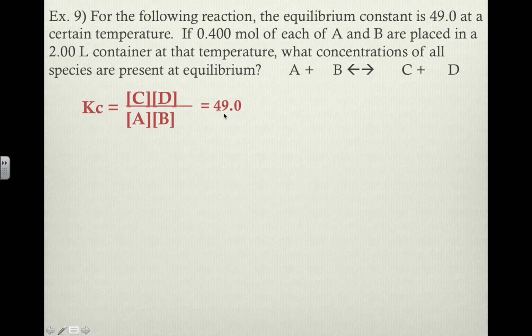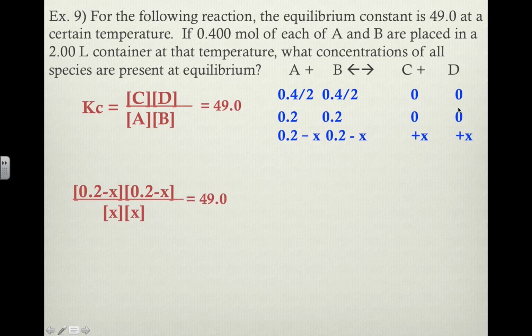Well, here my value is 49, which means there's a lot of product. And by the way, 0.4 divided by 2, 0.2. So these are my initial concentrations. But I know I've got to form product. In fact, we've got to form a good bit of product in order for this to work. And I see that my ratios are 1 to 1 to 1 to 1. So I'm going to be losing some amount X from both A and B and gaining some amount X of C and D. And then I'm going to plug that into my equilibrium expression.